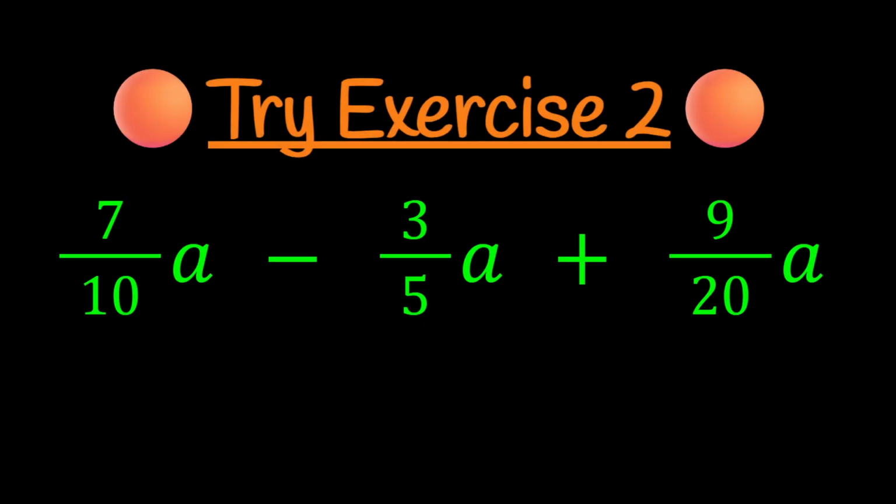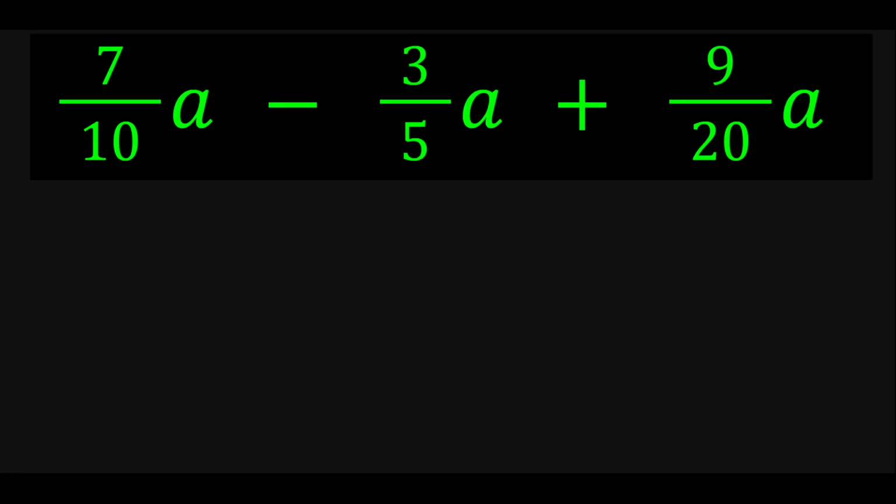For this second try exercise, we see that all the denominators are different. So it means that we cannot add or subtract across. We have to first of all force them to have the same denominator. So the method we will use here is the LCM method, since these fractions seem simple and straightforward. So the LCM here will be 20. That is, the LCM of 10, 5, and 20 is 20.